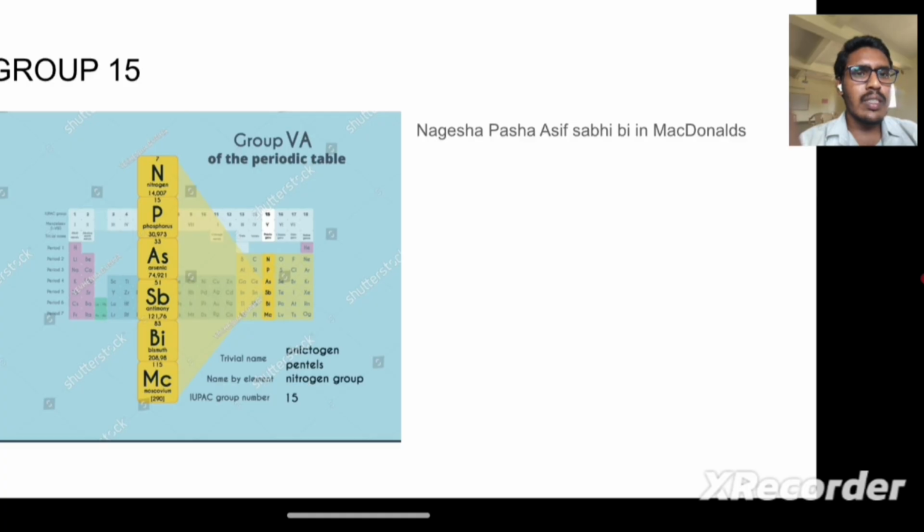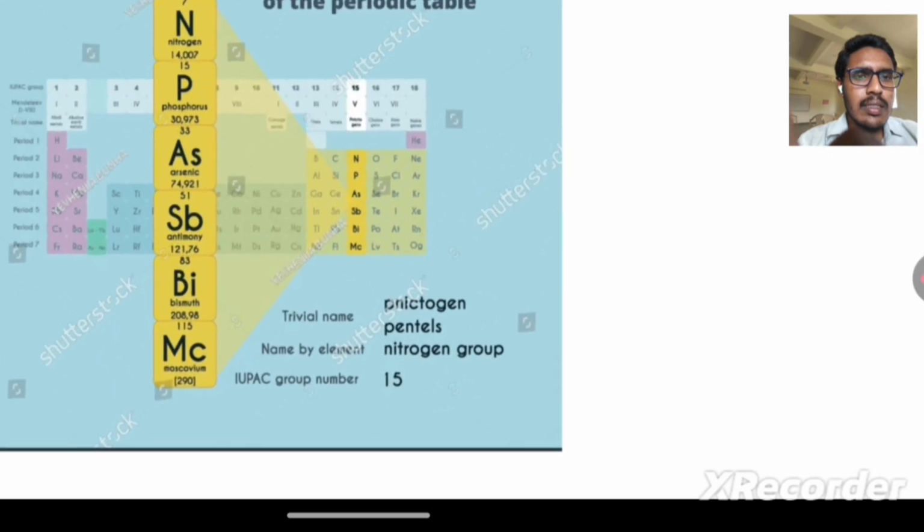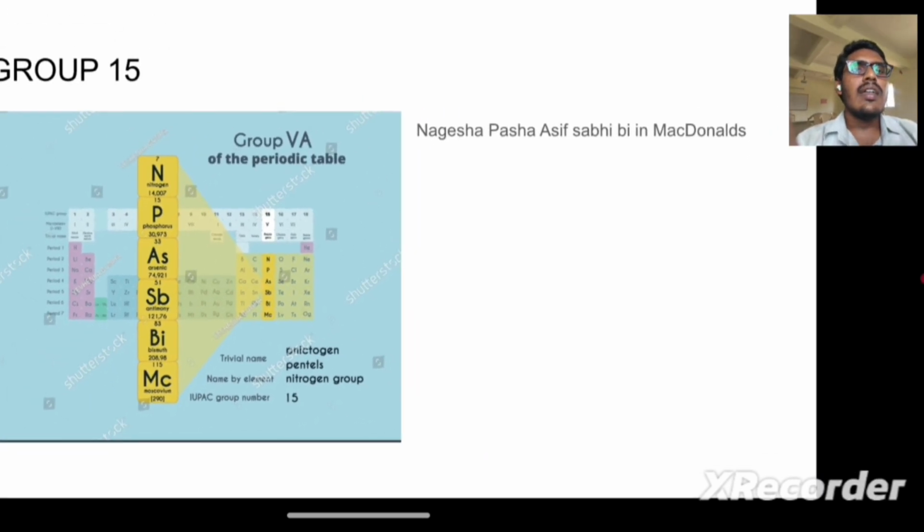Elements present in group 15 are nitrogen, phosphorus, arsenic, antimony, bismuth, and moscovium. Usually we don't get into that element, so I don't remember that name. Nitrogen, phosphorus, arsenic, antimony, bismuth and moscovium.